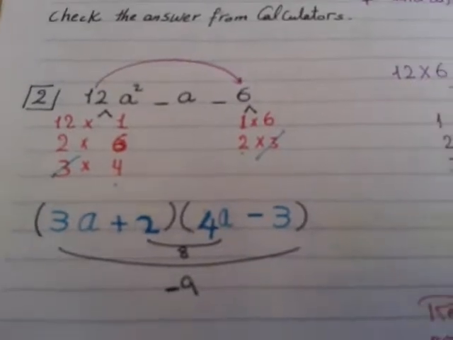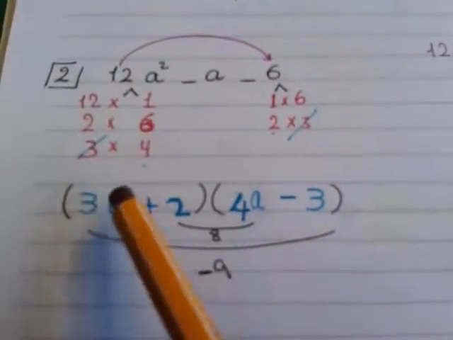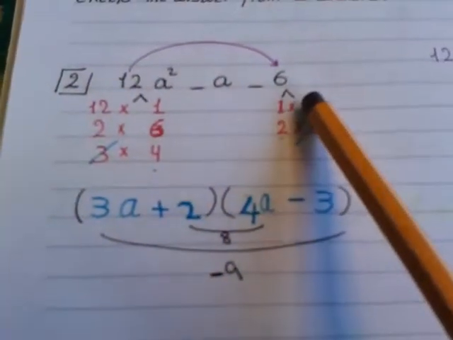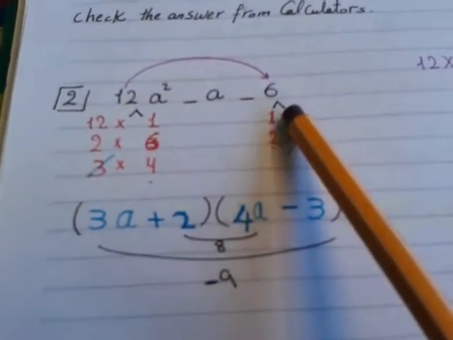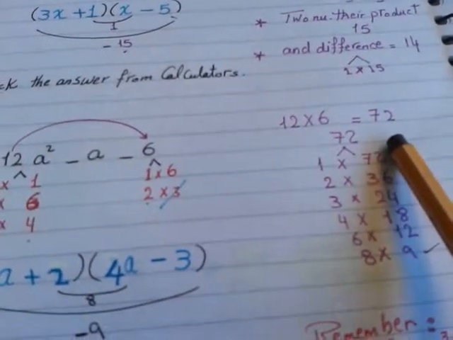Next one, number 2. 12a squared minus a minus 6. First step, follow the arrow. Take the first number by the last number. 12 times 6, 72.